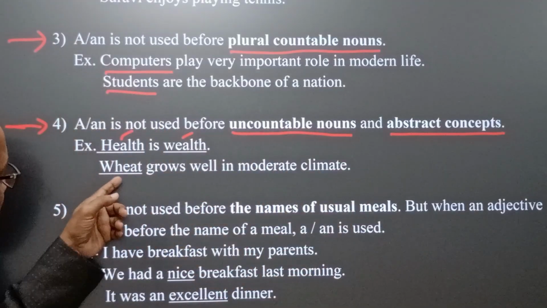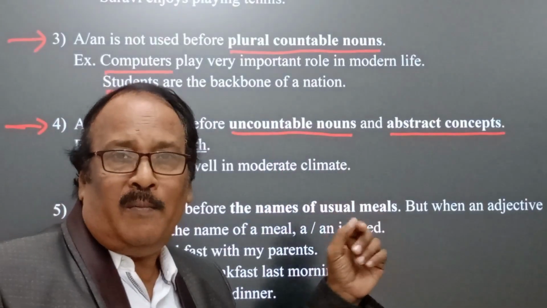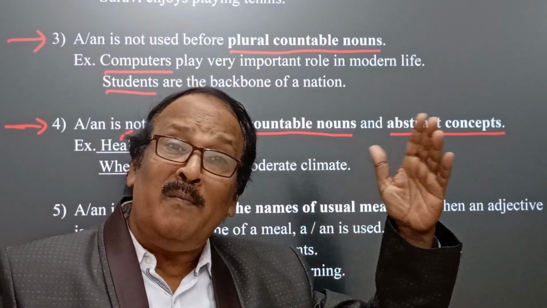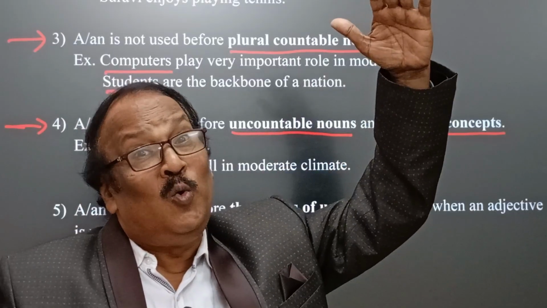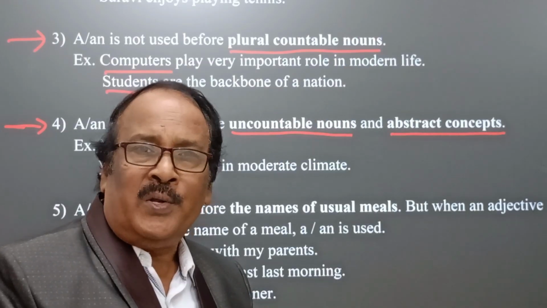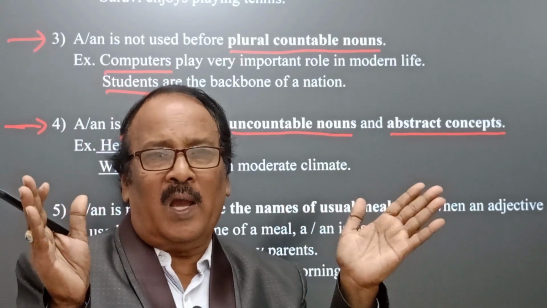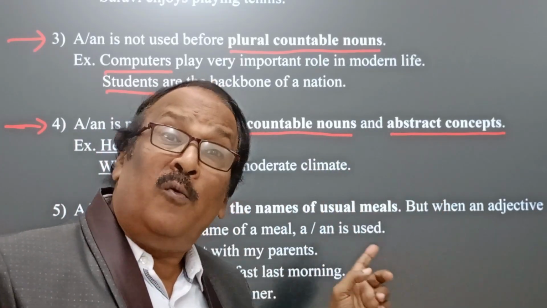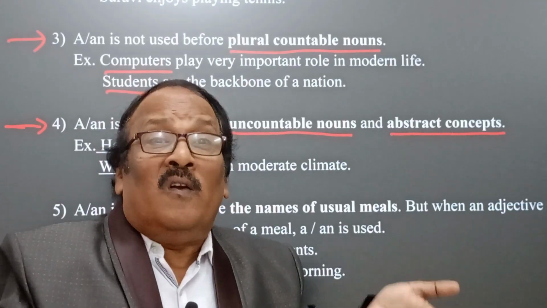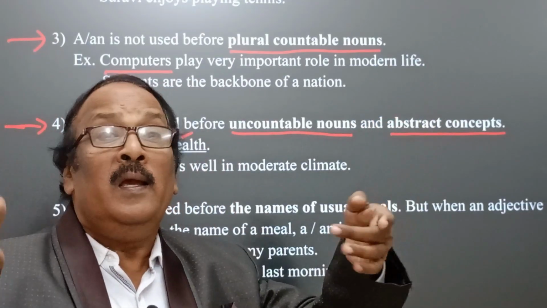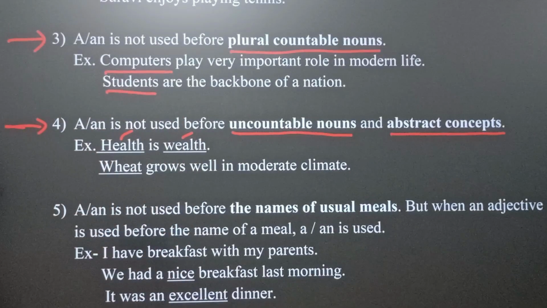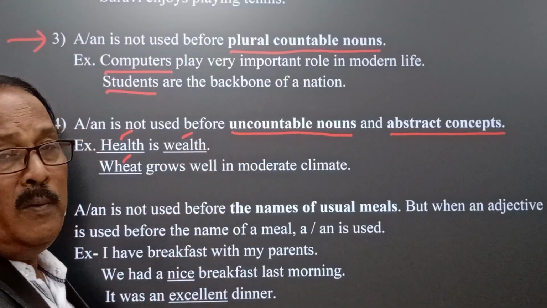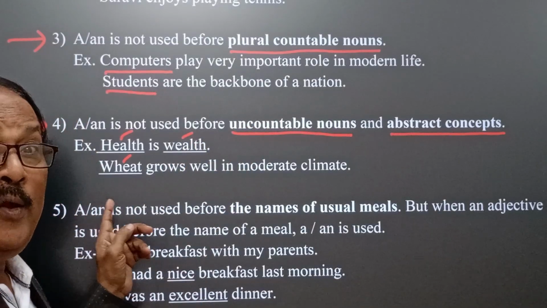Okay, now come. Wheat grows well in a moderate climate. Moderate climate means the climate where the temperature is neither too cold nor too hot. Yes, this is what we call the idea of in between, the moderate climate, and wheat usually grows very comfortably in that atmosphere or climate. Yes, and here we find wheat is a material noun and also an uncountable noun. We cannot write a wheat.